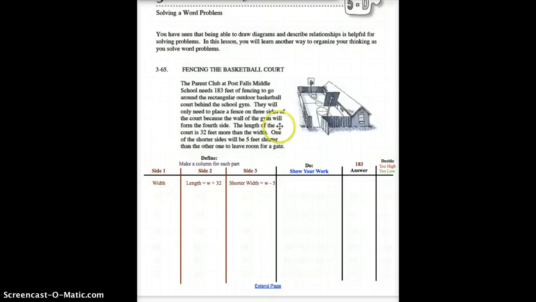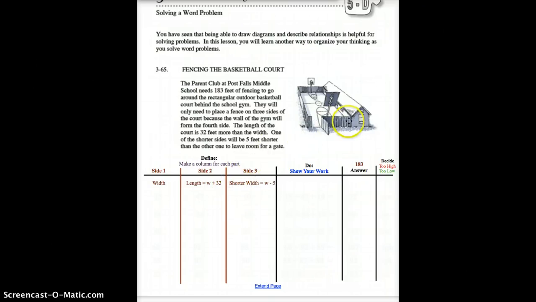Now, here's kind of how we take a look at this. Side 1, I called the width over here. It's the unknown length of what we don't know. We really don't know anything about that side. Side 2, I'm calling the length because I know a little bit of information about this length. We know that this length here, as it says right here, the length of the court is 32 feet more than the width. So we don't know what this width is over here, but we know that this at least is 32 feet more than this width. So we can write that as W plus 32, or the length is the width plus 32.